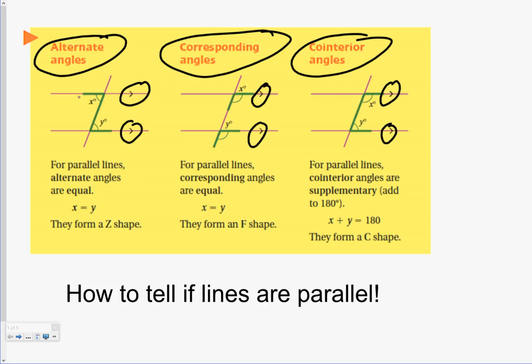So if we remember, our alternate angles make a Z shape, and these two angles are equal. Corresponding angles, we have a bit of an F shape, and once again, these two angles will be equal. Our third one, we have our co-interior angles, which form a C shape. The only difference here is that these two angles are supplementary, meaning they equal 180 degrees when added together.